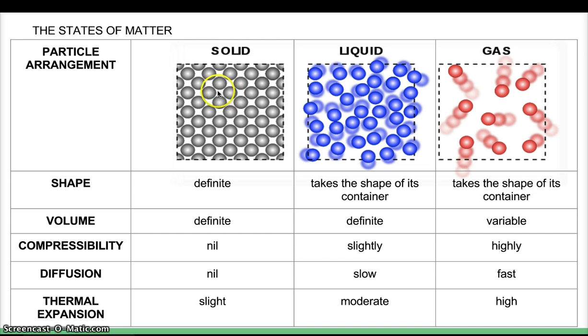Compressibility, if you have a look and think about this, there is no real space between the particles, so we can't compress a solid. I can jump up and down on a table as much as I want, and it's not going to be squished down and then bounce back. There's no room between these particles for a solid to be squished.